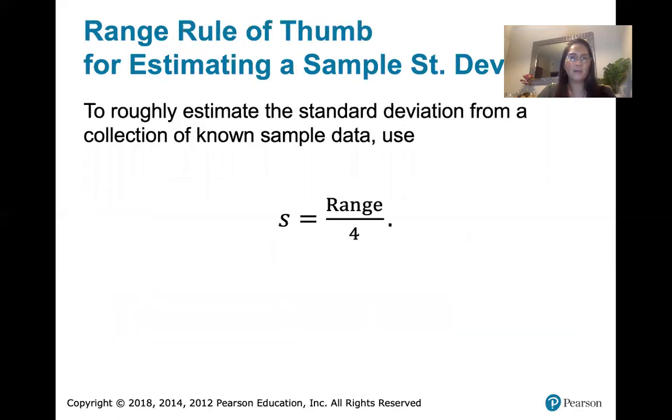Now, the range rule of thumb also allows us to estimate the sample standard deviation. This is a very rough estimate, but if you know the range of the sample data, which remember, that's just the maximum value in your list minus the minimum value in your list, you can take that and divide by 4, and that's going to give you an estimate of that sample standard deviation.